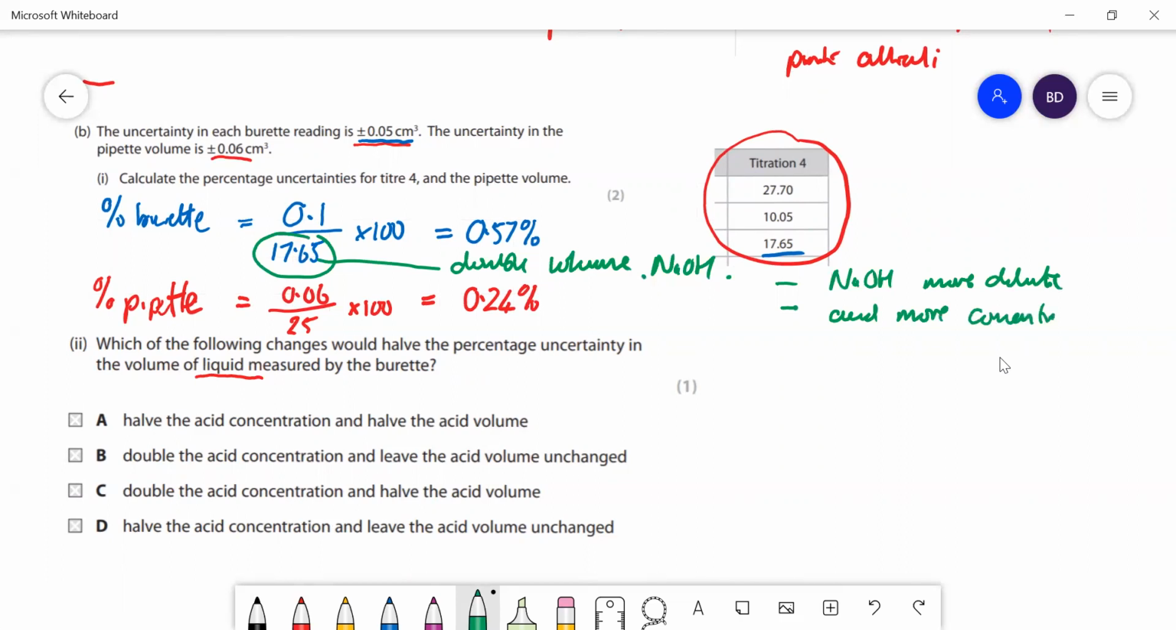Make the acid twice as concentrated: you need twice the volume of NaOH. Halve the acid concentration, no, that's wrong. Double the acid concentration and leave the volume: that would work. So use 25 centimeters cubed of acid, but double its concentration. Double the acid concentration, halve the volume: that would mean you have the same titer. Halve the acid concentration: that would mean you use only half the titer, so you'd increase the error. So B is the answer there.